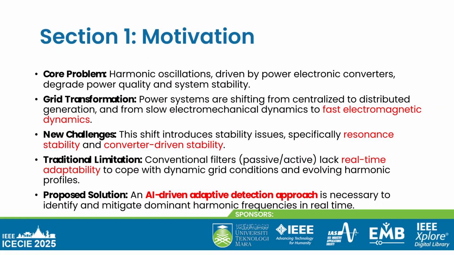So the first section we'll be talking about is the motivation on why harmonic oscillation matters. To understand why this topic is important, let's consider what is happening right now in the modern power system world. Traditionally, the electric grid was dominated by rotating machines, slow electromechanical dynamics, and well-known harmonic characteristics. But right now, the grid has been transitioning to distributed generation, power electronic converters, and faster electromagnetic behavior.